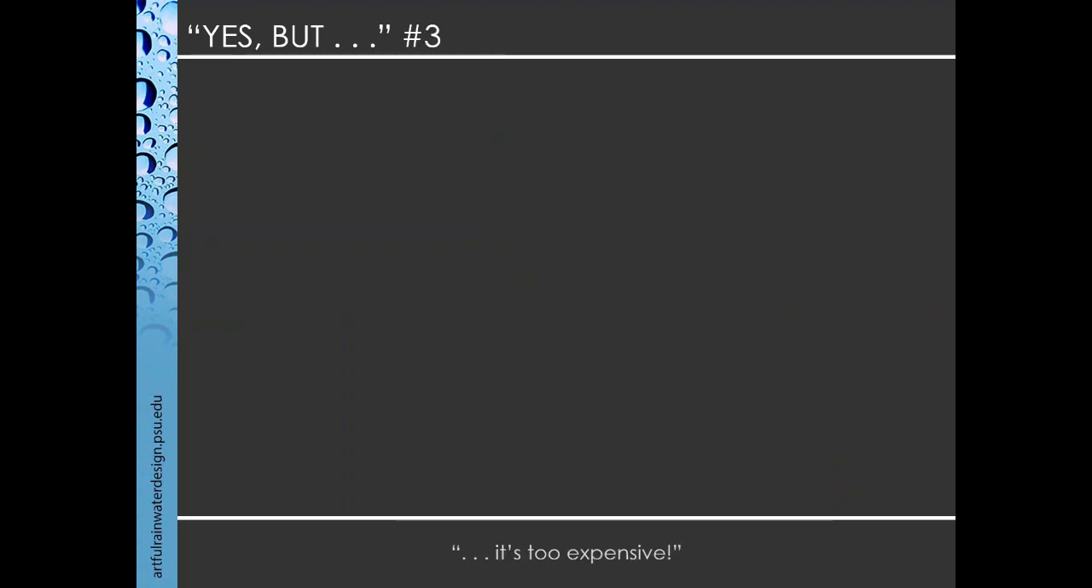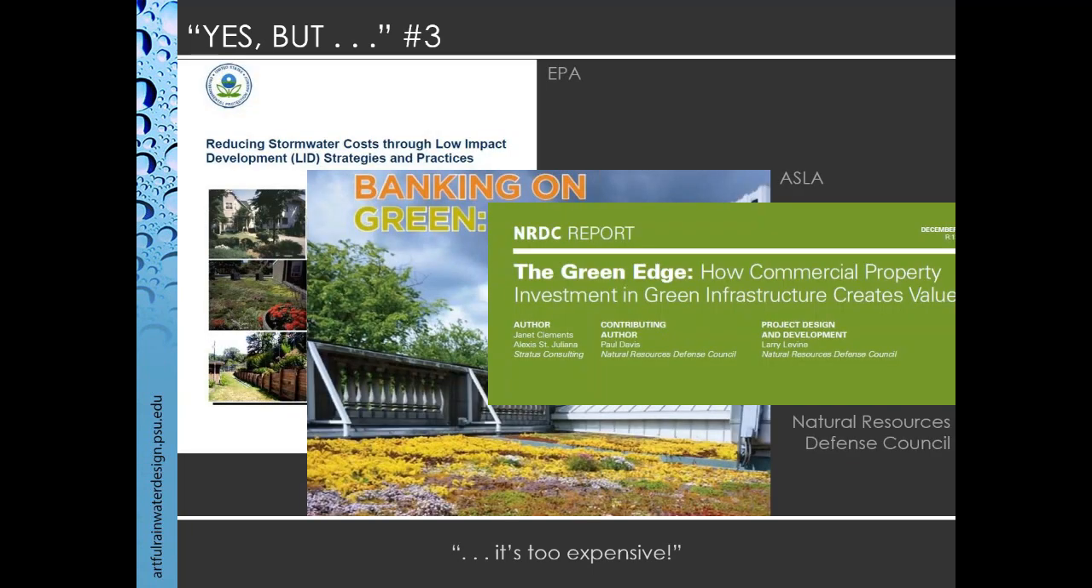Yes, but it's too expensive. One of the most common ones we hear. And yet, there have been studies that have shown that it's actually less expensive than gray infrastructure and that it raises the property values so that the payback for the folks that are putting it in may not be immediate, but it is a payback for the community. So yes, it does cost a bit to put in.